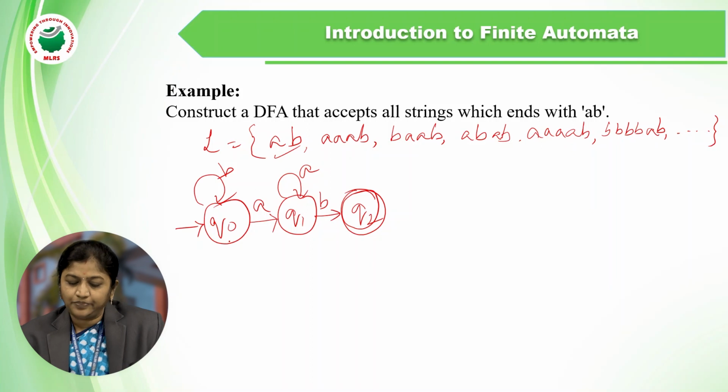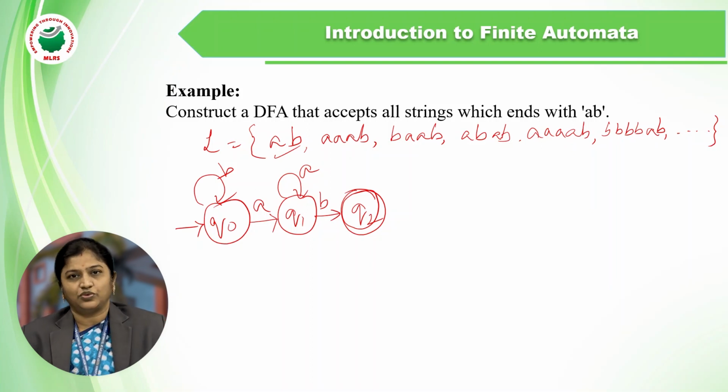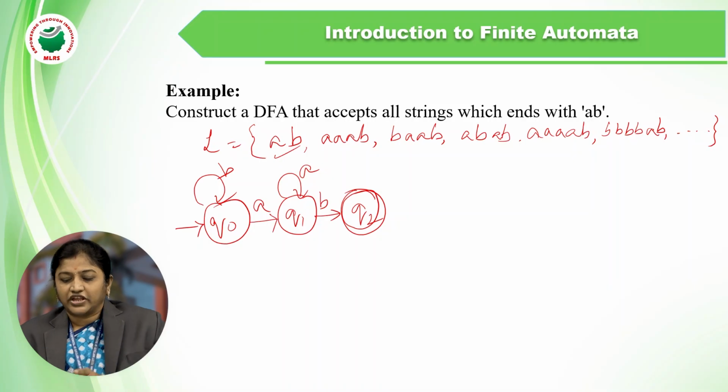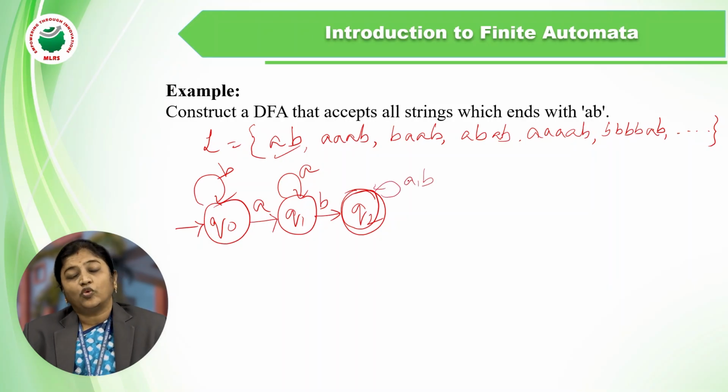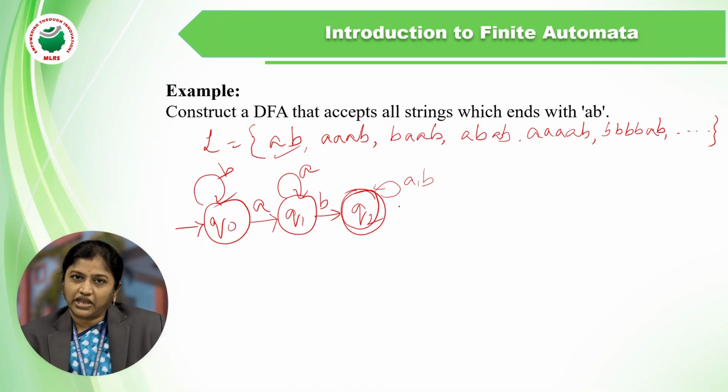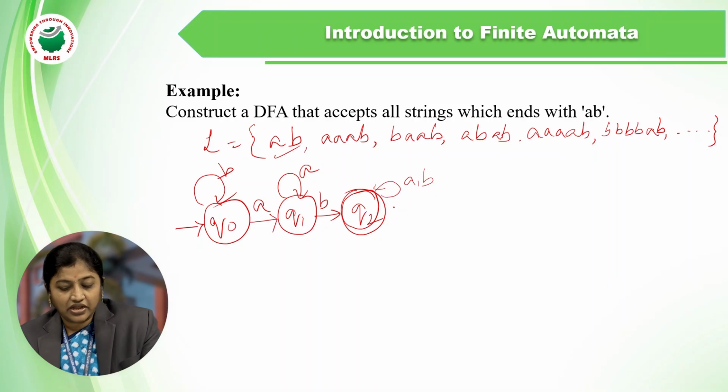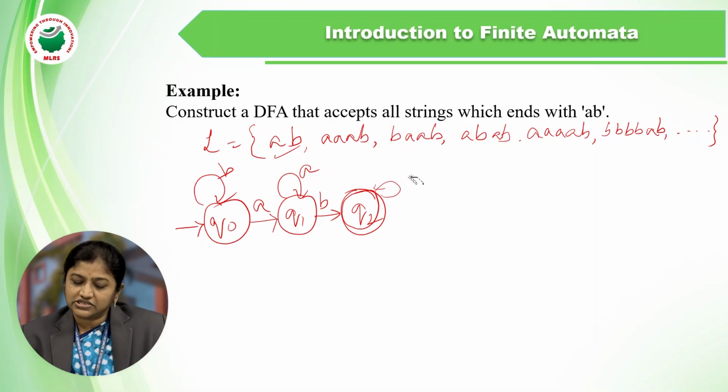Q0 with A and B is over, Q1 with A and B is over. Now left is Q2. What is the condition given? It should end with AB. If we take a loop here with A comma B for Q2, what are the possibilities? A loop indicates may or may not. If it comes, A is here and AB is already there. If only A comes, it is ending with A, which should not be. If B comes, it should not be there either. Hence, the A, B loop we cannot take here.